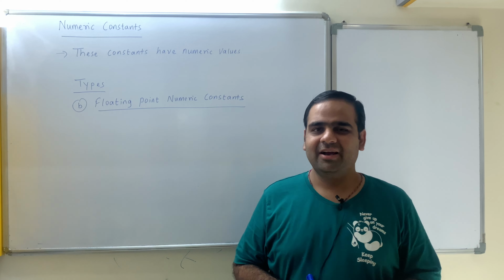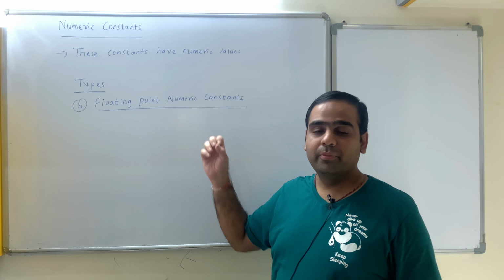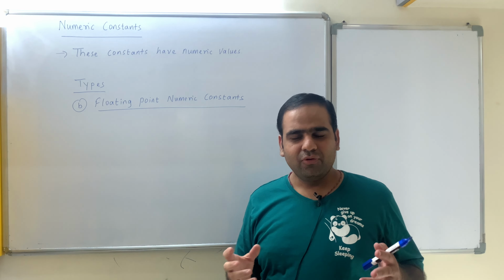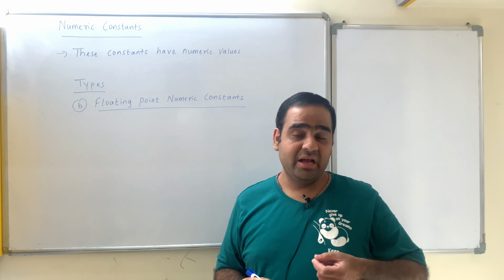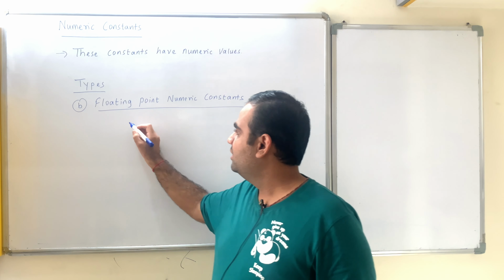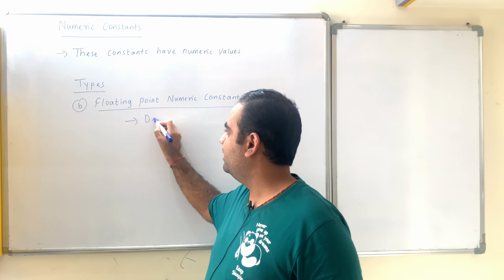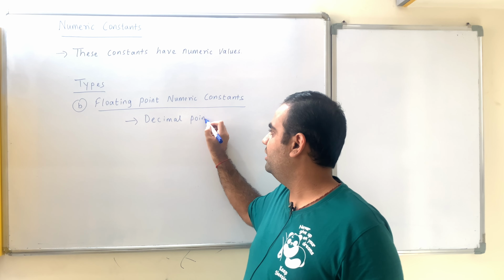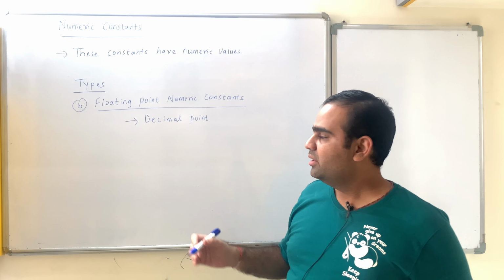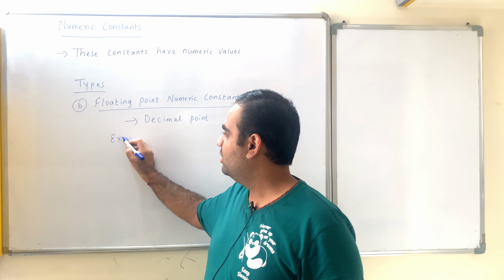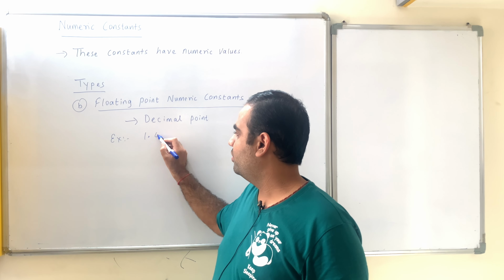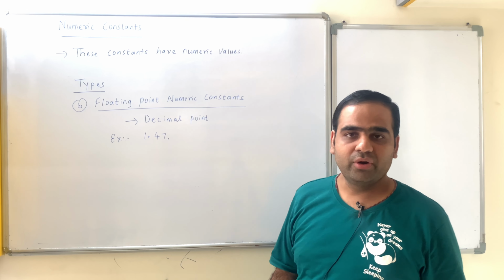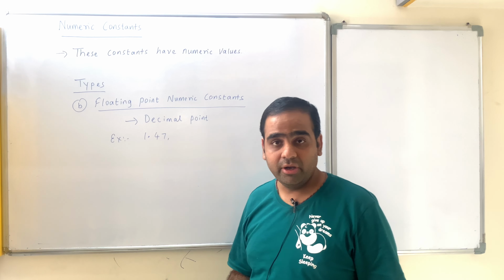Let us study about the floating point numeric constants. Floating point numeric constants have the decimal point. These numbers have the decimal point. Say for example, we can write 1.47. This is a floating point number because it has a decimal point.